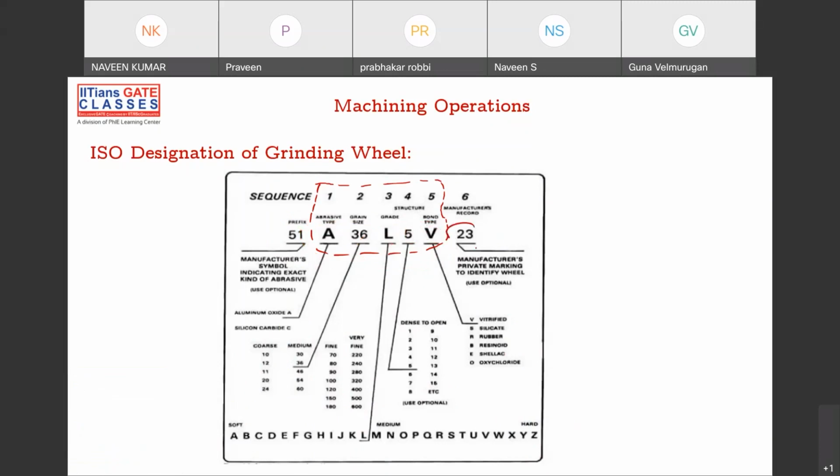And this 23 is your manufacturer number. The first and last are left for your company or manufacturer's wish. They'll fill it with something and they'll be referencing with their own value. Okay.